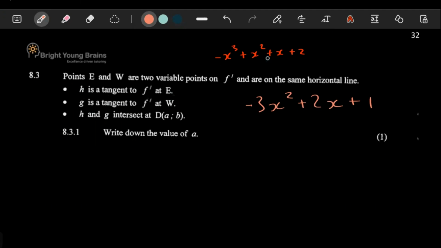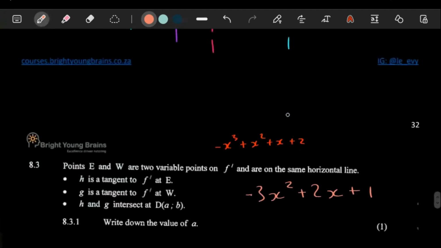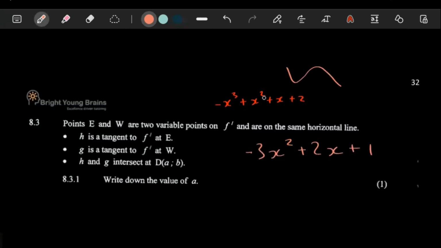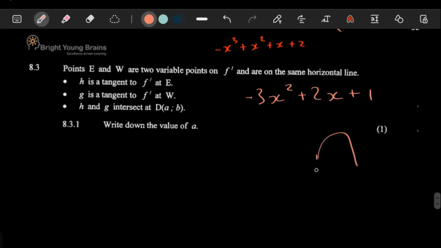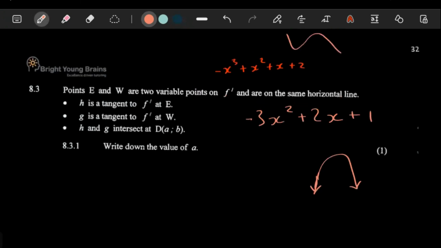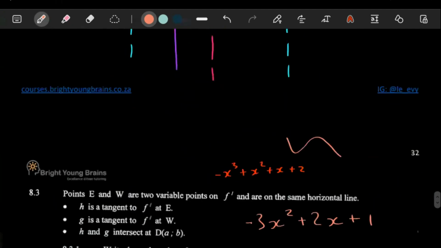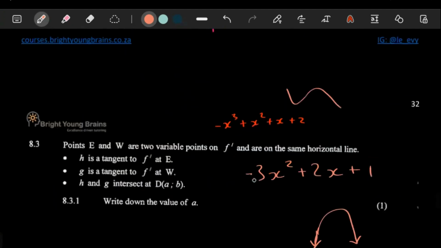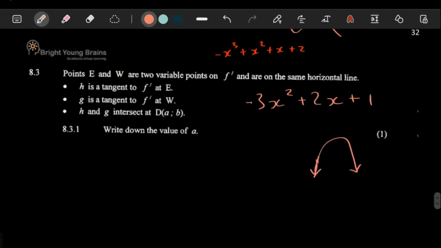Okay. So technically, if our cubic function looks like this, it means that our first derivative is going to look like this. Because remember, if your graph of f is a decreasing cubic function, it means that its first derivative clearly has a negative a value here. So this is a frowning graph. So they told us that w and e are two variable points, and they're on the same horizontal line. Horizontal means the straight line like that. So technically you have e somewhere here, and then you have w on the other side. And then they say that h is a tangent at e. So h would be a tangent like that.